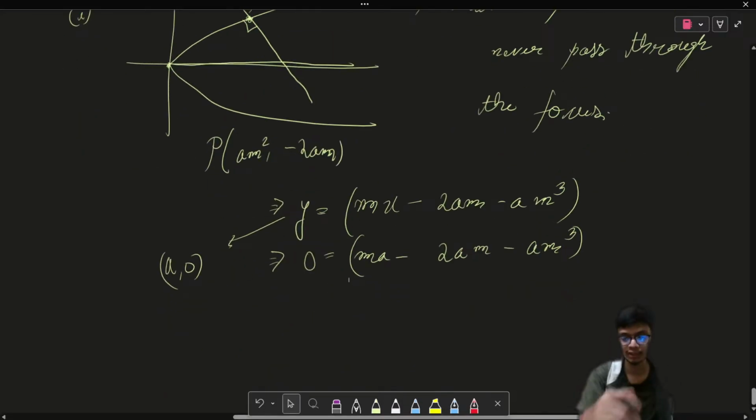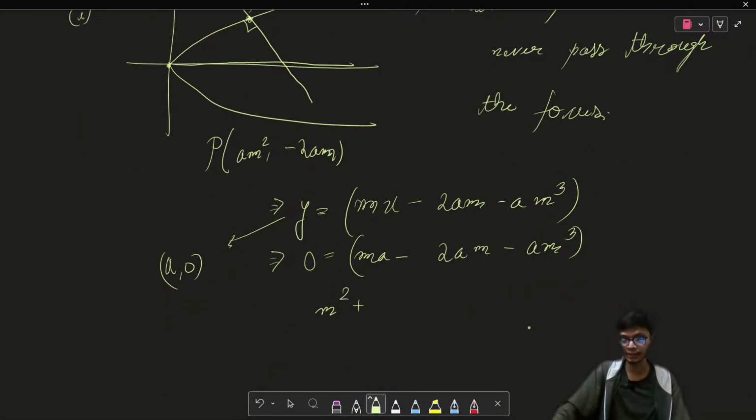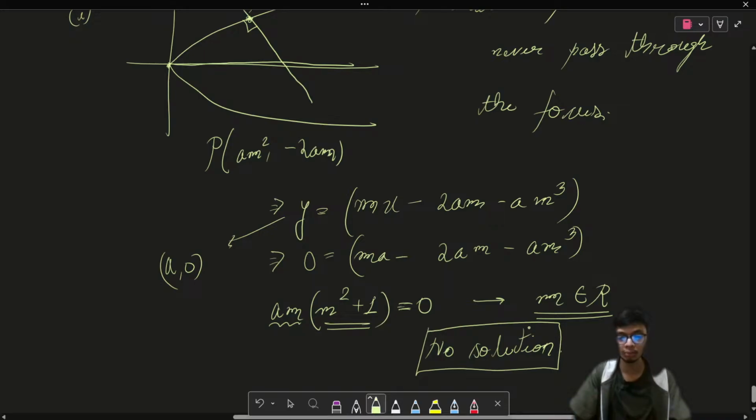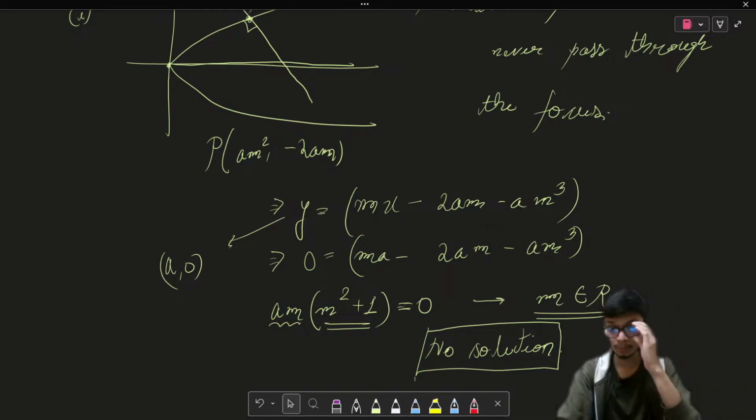So if I simplify this equation further, I will get an equation like m square plus 1 times a of m equals 0. Since a cannot be 0 and the slope of the normal cannot be 0, m square plus 1 is always positive and cannot be 0, right? So this equation will never hold true for real m. So no solution, right? Therefore there is no normal which will pass through the focus, so no normal can pass through the focus. Okay, is this part clear? Is this part clear to all of you?